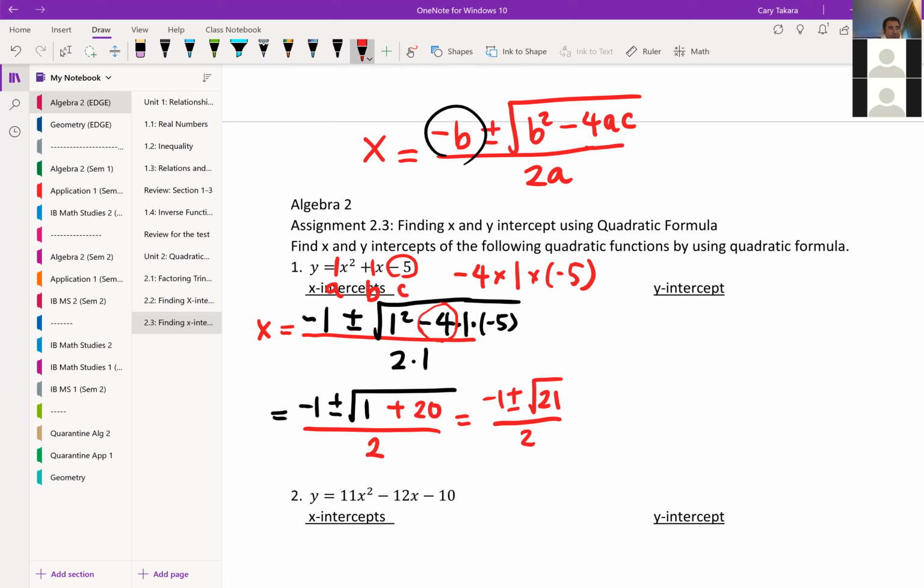Are you guys still with me here? So now you're going to split, and now let's figure out the decimals. It's going to be -1 plus the square root of 21 over 2. And the other possibility, the other x-intercept, is going to be -1 minus the square root of 21 over 2.